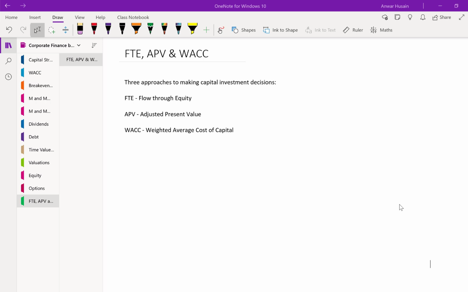Before we get to actually doing an example, I'll go over the three different approaches that some textbooks use. The first one, FTE approach, is called the flow-through equity. The second one is the APV, or the adjusted present value approach. And the third one is called the WACC approach, weighted average cost of capital. This actually is just another way of saying the net present value approach. So that's the one that most people are aware of for the most part.